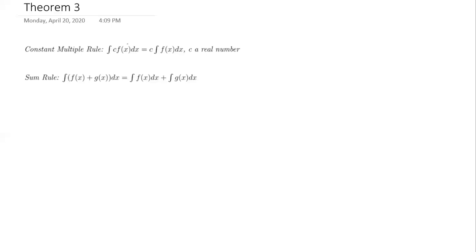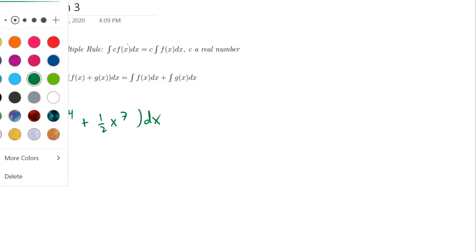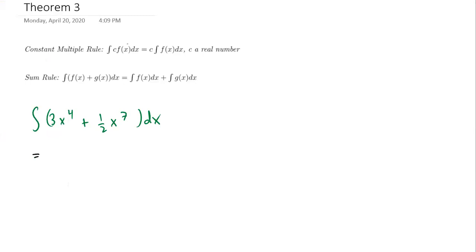Okay. For example, suppose I'm looking for the indefinite integral of 3x to the 4th plus 1/2 x to the 7th. By these properties, I have a sum, so I can first separate this as a sum. So this would be the integral of 3x to the 4th dx. And never forget the dx. Again, right now it's kind of unclear why it's there. You have to keep to the notation, because there's a reason why it's there. Plus the indefinite integral of 1/2 x to the 7th dx by the sum rule.